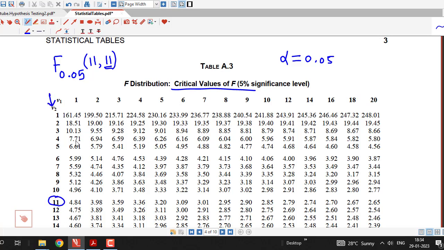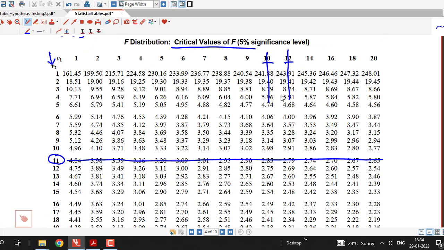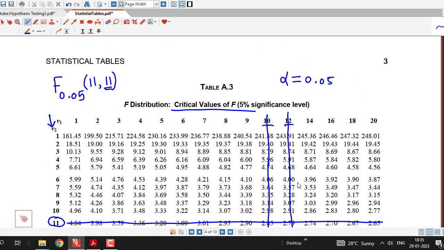This left column corresponds to denominator degrees of freedom. So we have 11 here, so we have to search in this row. But for numerator degrees of freedom there is no 11 here. After 10 we have 12. So we will find the intersecting points of these two columns corresponding to 10 and 12, and we will have two intersecting points. We will take the average of those two intersecting points to find this critical value.